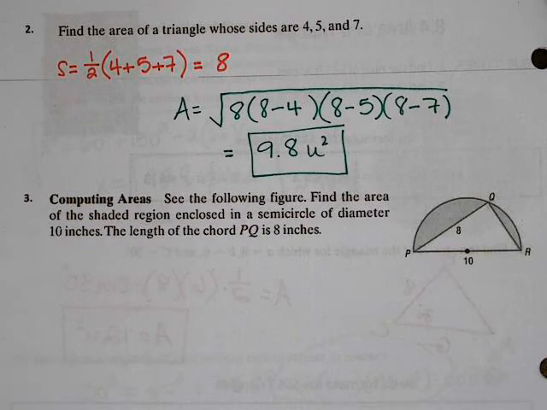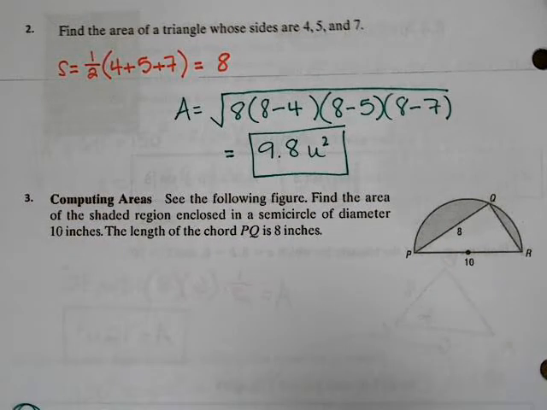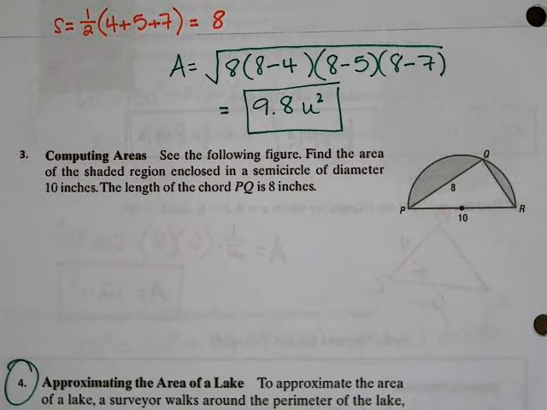All right, cool. Let's try one more, and then we'll save number 4 for class. Find the area of the shaded region enclosed in a semicircle of diameter 10. The length of chord PQ is 8. All right, so we got some geometry here. Find the area of the shaded region.